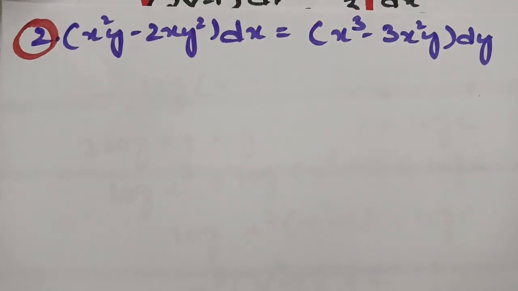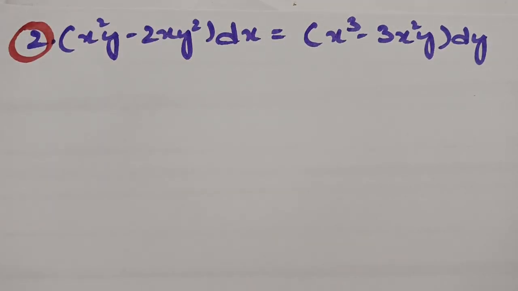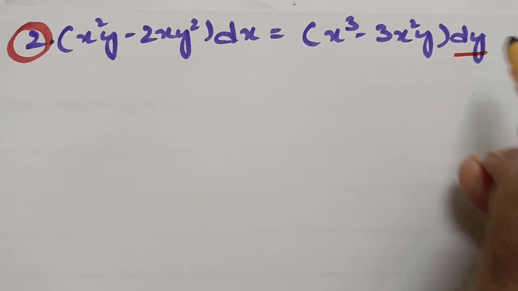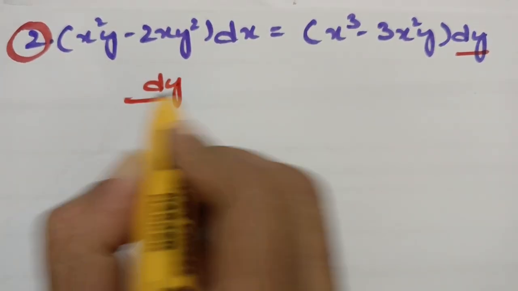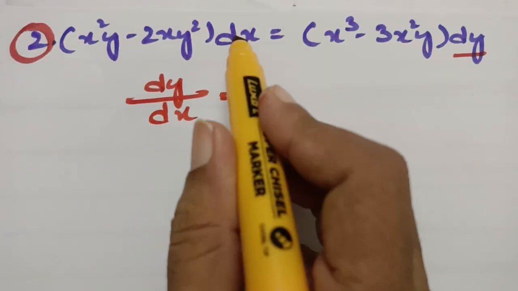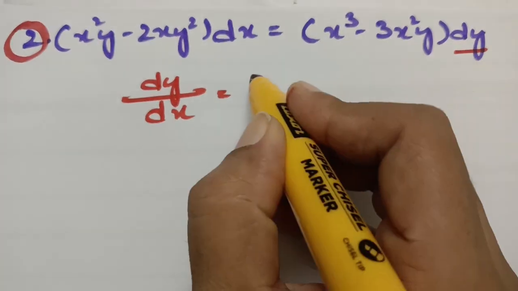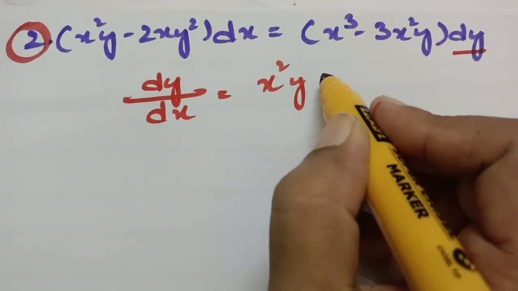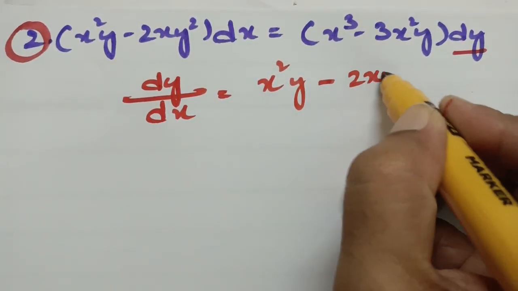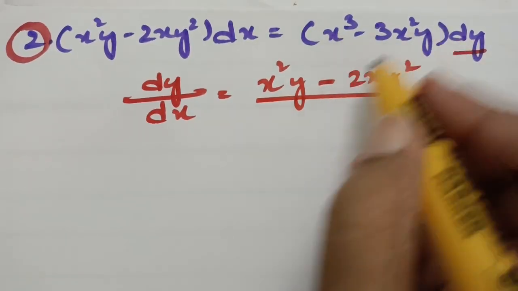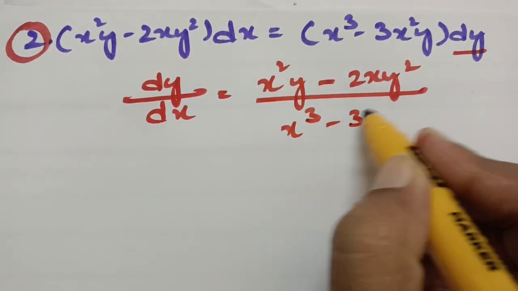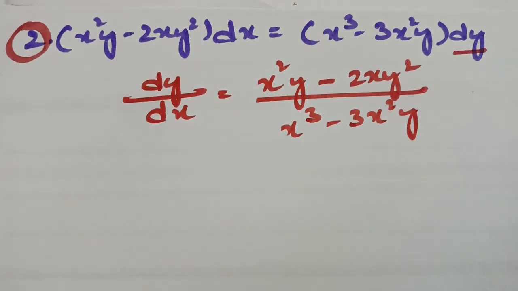And the next equation here is (x square y minus 2xy square) into dx is equal to (x cube minus 3x square y) into dy. Every time, first I'll check dy by dx. So I'm sending this dy to the other side, and this will become dy by dx. So this is so important. This is (x square y minus 2xy square) divided by (x cube minus 3x square y).